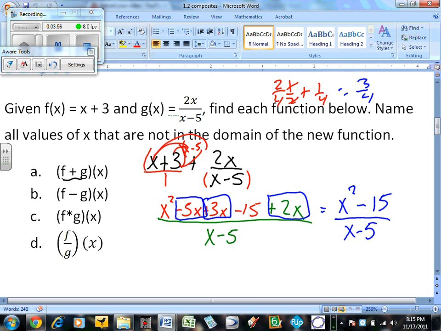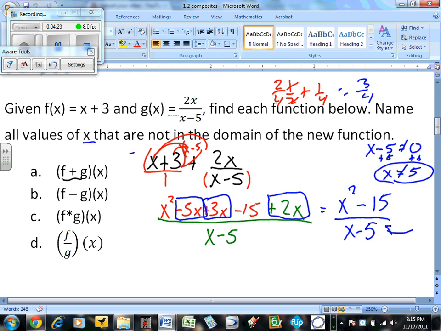So we've written the new function. The only thing left to do in the directions is find the values of x that are not in the domain. What values of x will make this function undefined is what's going to make the denominator 0. So we'd say x minus 5 cannot equal 0. Add 5 to both sides. X cannot equal 5.